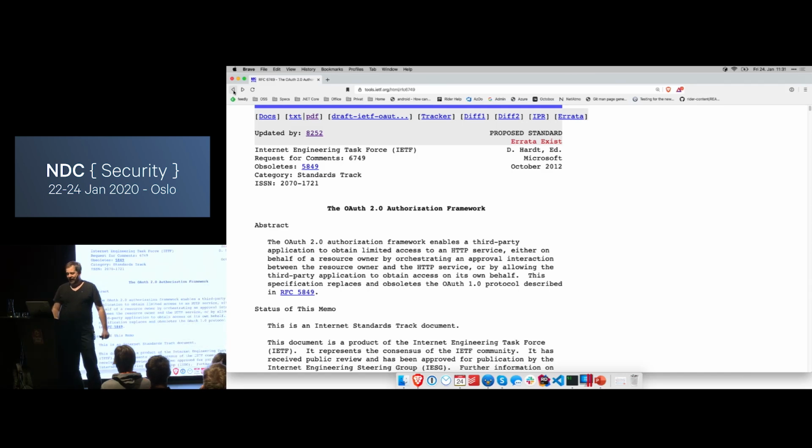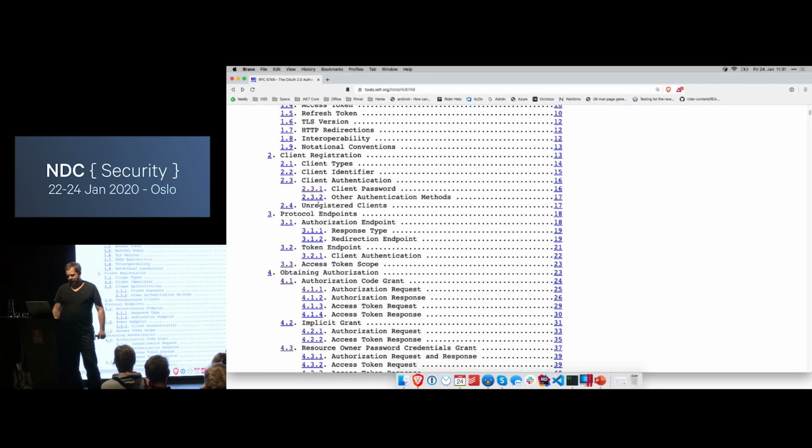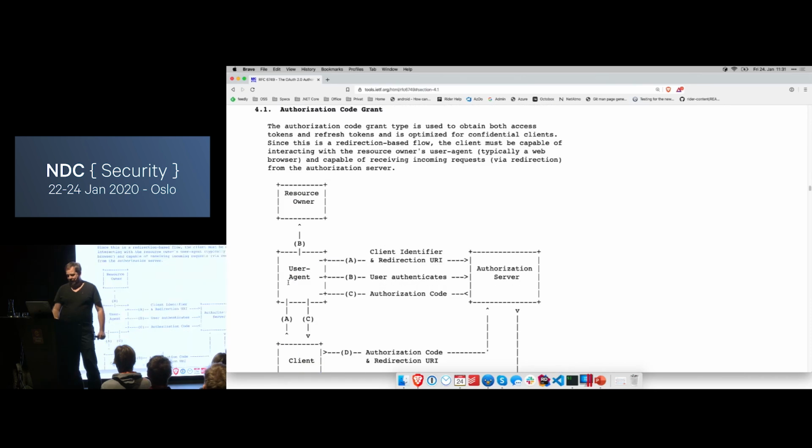The other thing you probably have to get used to is things like this, ASCII art. Okay, so I really hope someone has a tool for that.